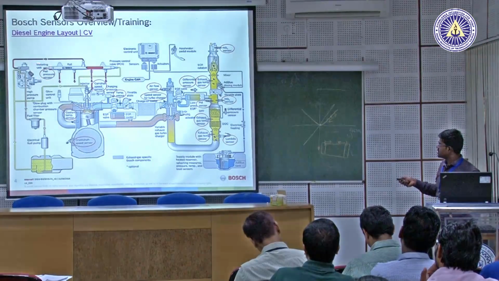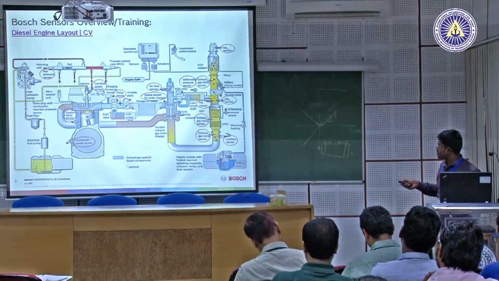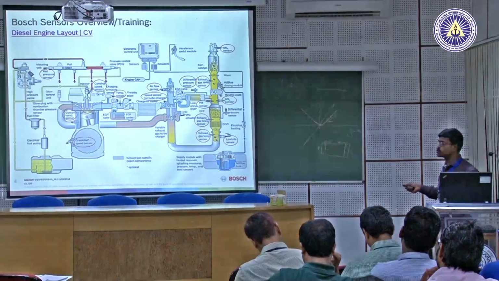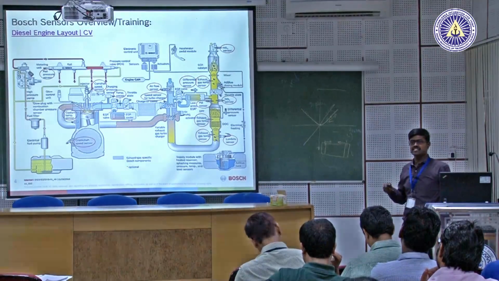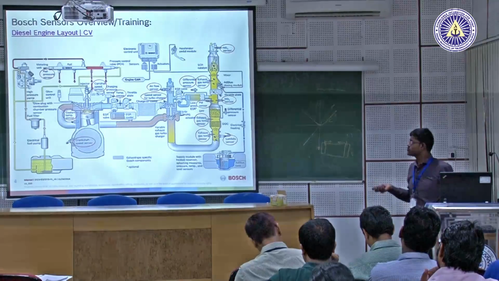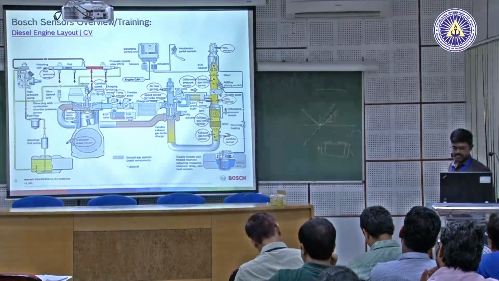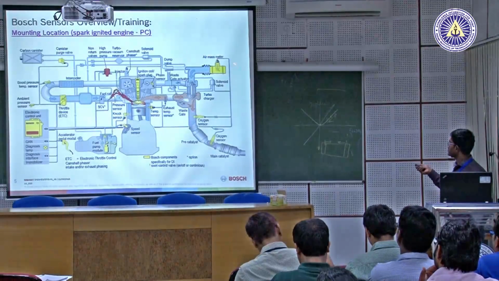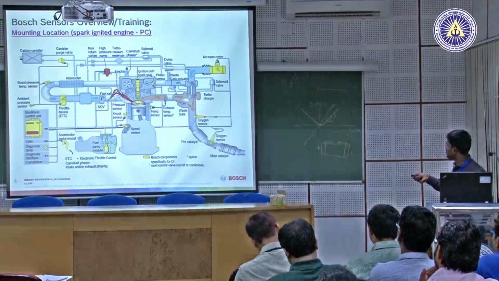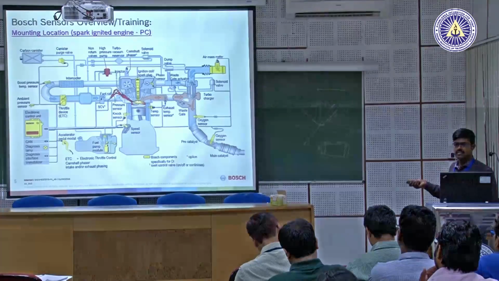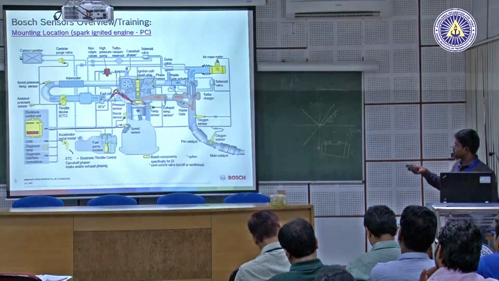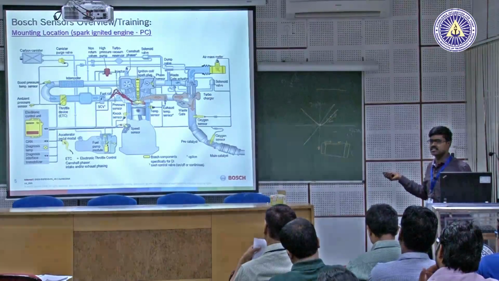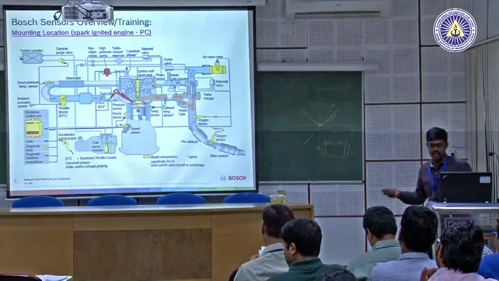The ones rounded in red are all the sensors which are being used in a system or a vehicle layout. This is for a diesel engine, and this is a gasoline engine. I have not rounded them here. Most of the things in yellow, you can see these are all the sensors. Different types of sensors. Maybe we'll see what the uses of these sensors are, and where they are applied on the vehicle.